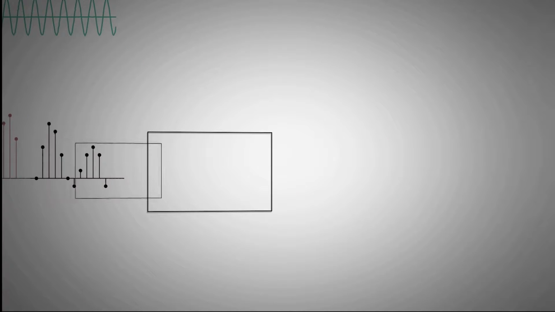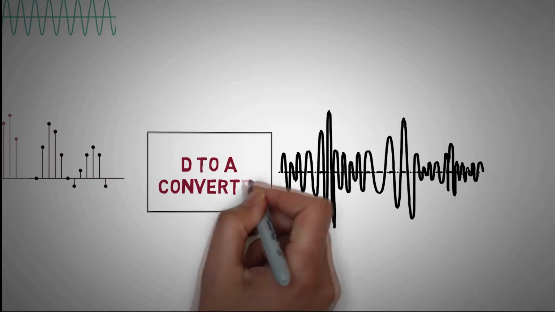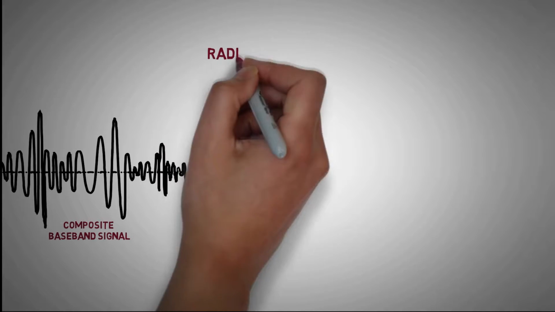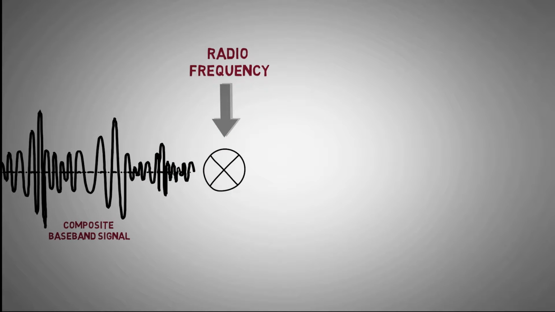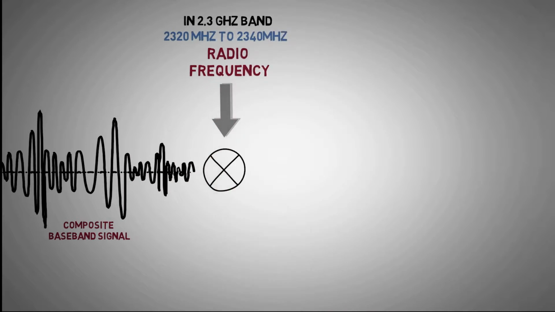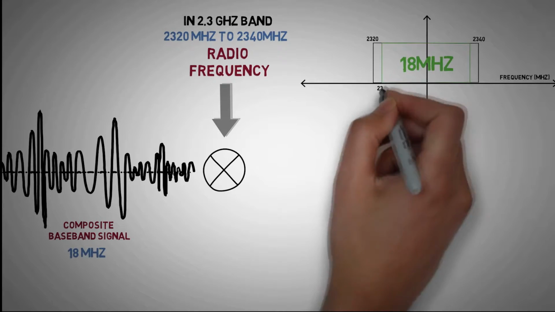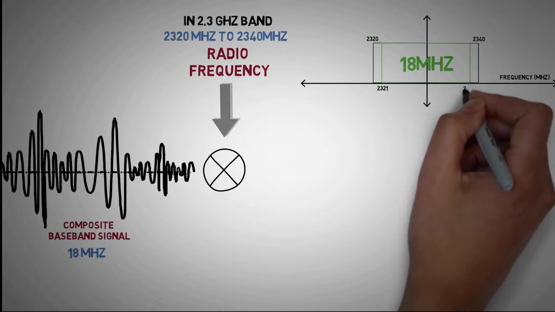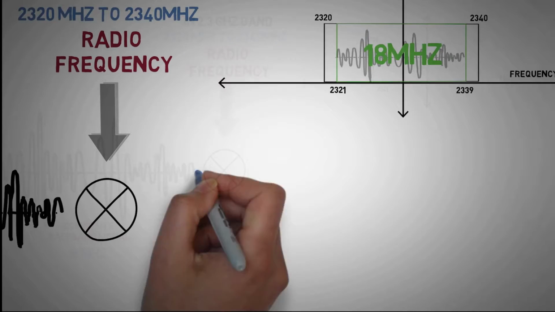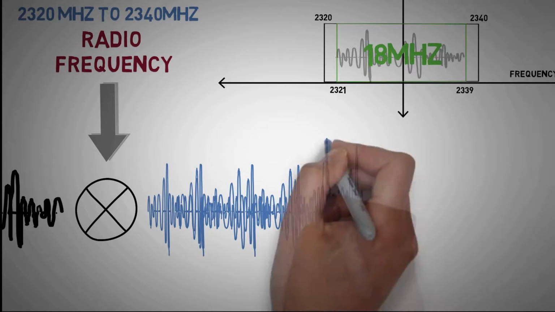Now this time sampled signal is converted into an analog wave by a digital to analog converter. Further, the composite waveform is modulated at the desired radio frequency for transmission. For example, take an operator having a license for 2320 MHz to 2340 MHz. The 18 MHz band will be mapped from 2321 MHz to 2339 MHz using analog modulation. And finally the Node B transmits the signal over air.